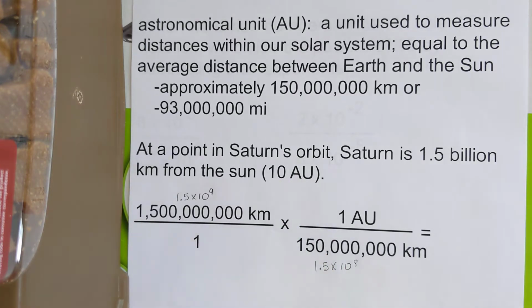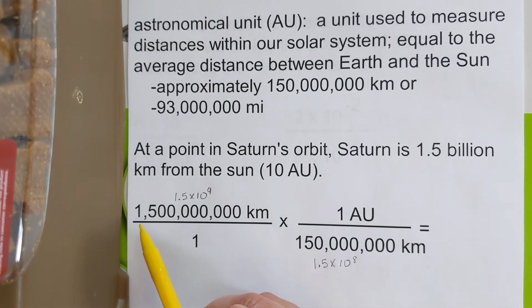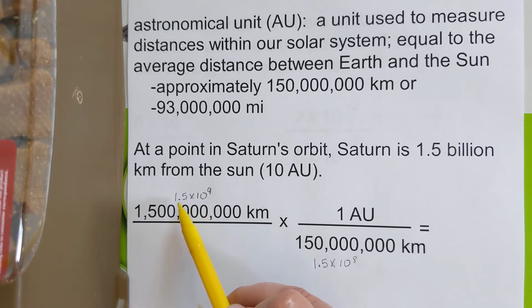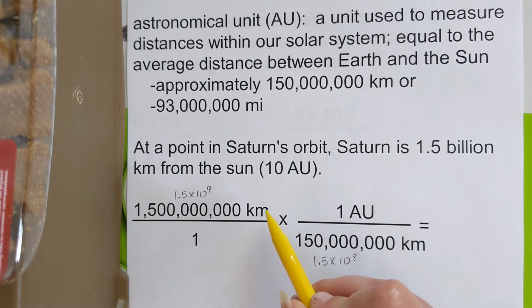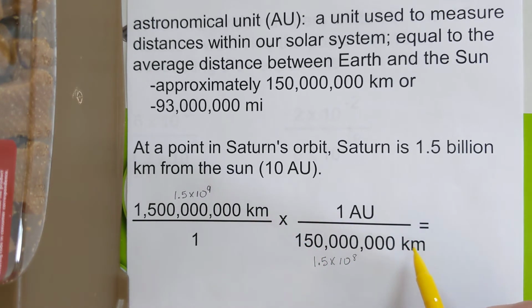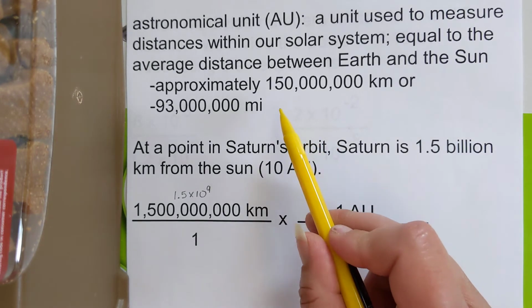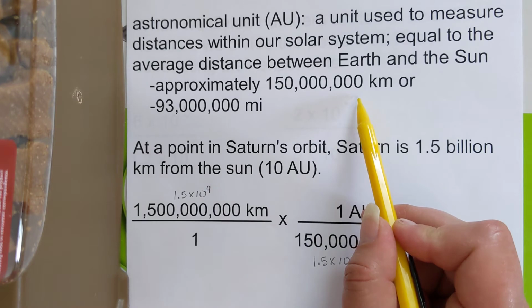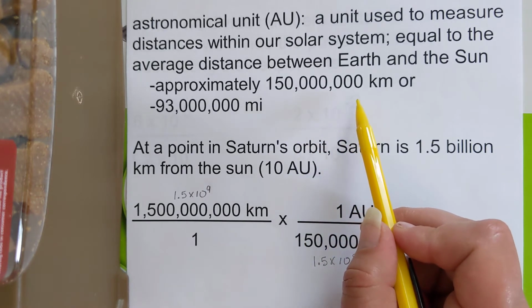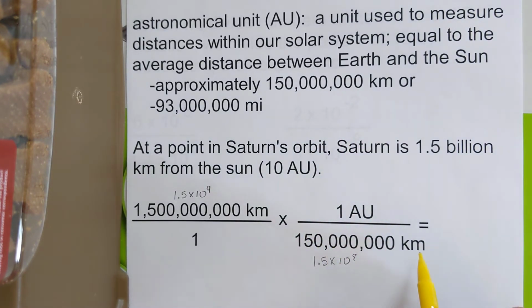Okay, well, I give you the answer, but let's see how we figure out that answer. So, the way that I do that is I put this into scientific notation. So, it becomes 1.5 times 10 to the ninth because it took 9 places to move that decimal between the 1 and the 5. Okay, now we're multiplying it. That was kilometers, so I need kilometers on bottom and astronomical units on top. Well, I know that one astronomical unit is about 150 million kilometers. So that's why I have that on bottom.